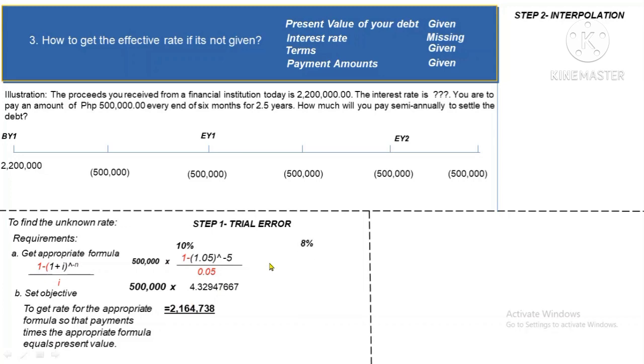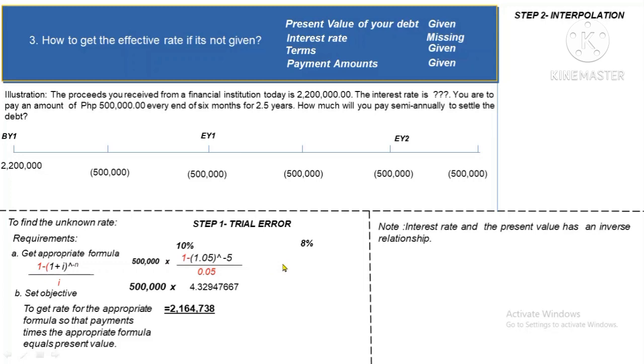Sir, why do we have to try a lower rate? In the past, when we were doing this in the future value context, you said if you wanted to make the future value higher, you try a higher rate. Well guys, that is only true for the future value. Here in the present value, always remember that the interest rate and the present value has an inverse relationship.